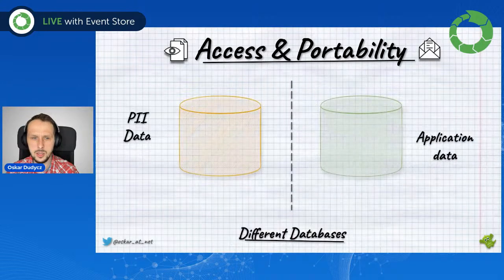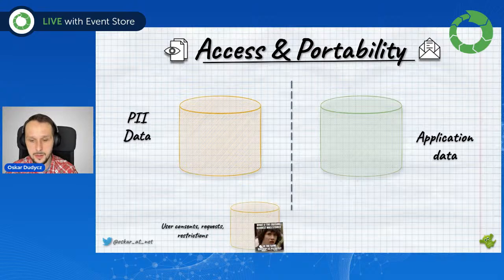So what we can do is use a quite popular approach for that case: store PII data separately from application data. This might be a totally different database. And of course, user consents, requests, and restrictions go into yet another database.